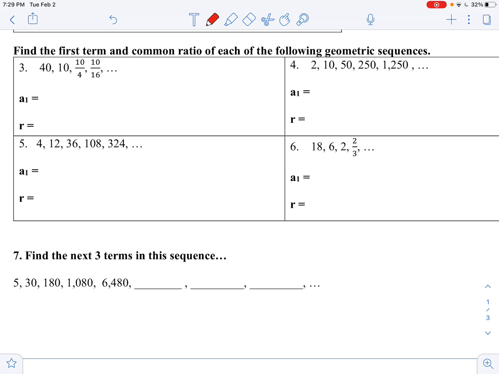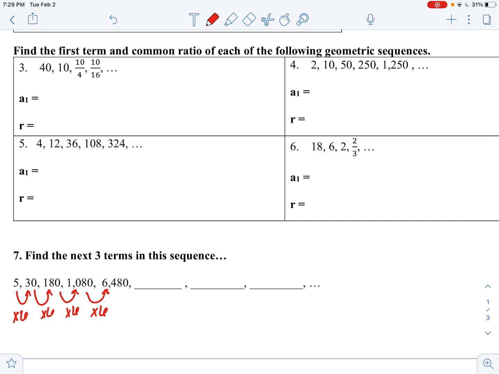So for example, I'll go down to number 7 on the bottom here. I'll take 5 and multiply that by 6 to get 30. Then I take that and multiply by 6 to get 180. Multiply that by 6 to get 1080. Multiply that by 6 to get 6480. So you can see we're doing multiplication. Just like in an arithmetic sequence we would have done addition or subtraction, here we multiply by the same number every single time to find the next term.